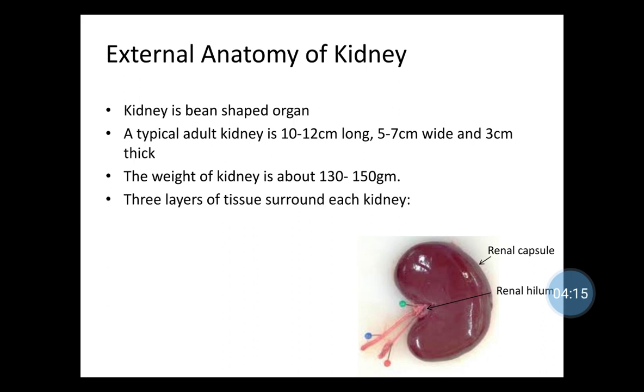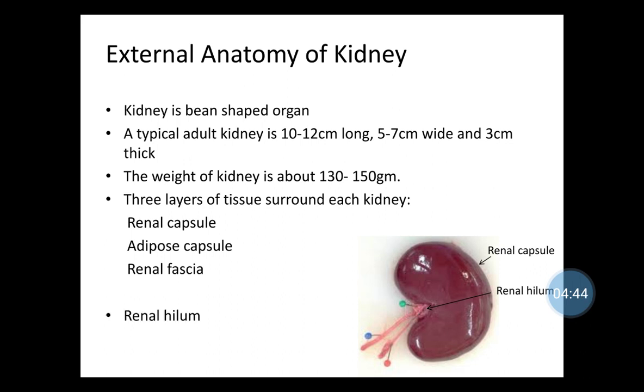There are three tissues surrounding the kidney. First is the renal capsule, then adipose capsule, then renal fascia. Adipose capsule and renal fascia are the tissues which hold the kidney in its position and protect the kidney from trauma. And this renal capsule is the upper layer of the kidney.